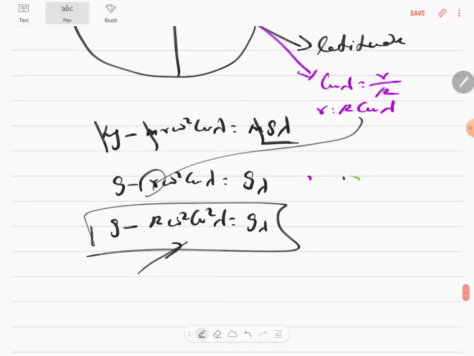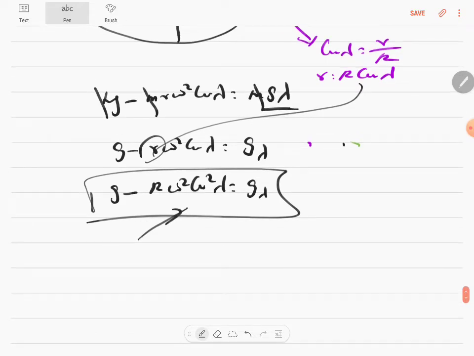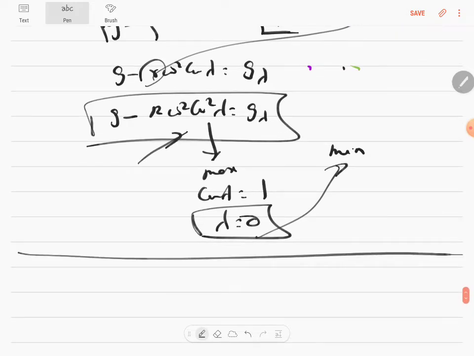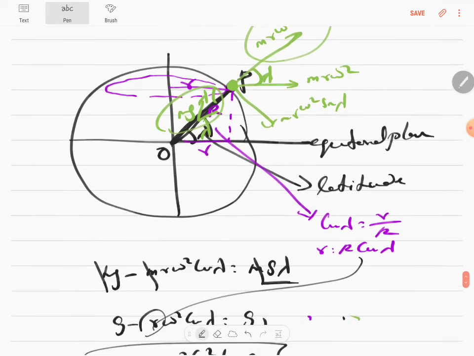And this is the formula which I used to justify when the gravity will be maximum. Gravity will be minimum only when this term is maximum, for which cos lambda has to be equal to 1. Therefore, lambda has to be 0. So, at the equator is when the gravity is minimum. Something like that. Okay.